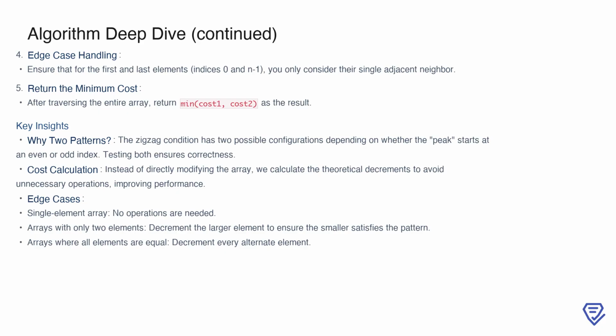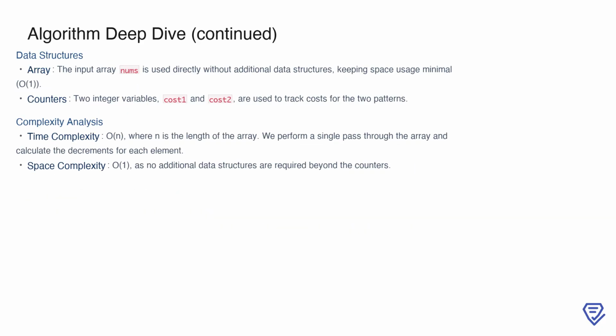solution. By calculating decrements theoretically instead of modifying the array directly, we avoid unnecessary operations and improve efficiency. Special cases, like single-element arrays or arrays with all equal elements, are also addressed to handle all possible inputs robustly. The algorithm is space-efficient since it uses the input array directly without creating additional data structures. The only extra space required is for the two integer counters, cost1 and cost2, making the space complexity O(1).